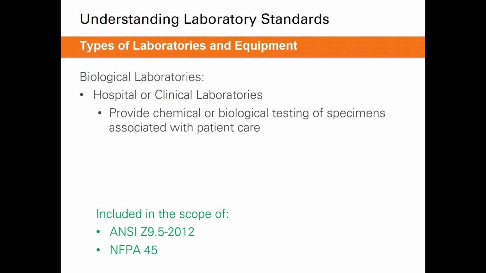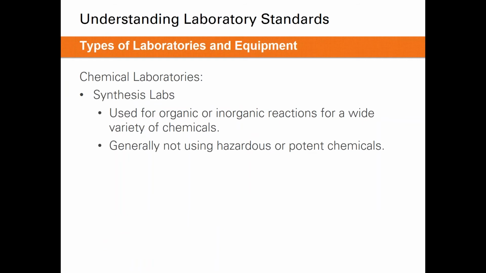So moving on to our next category of room, we'll talk about chemical laboratories, the first of which is a synthesis lab. These are used for organic or inorganic reactions for a wide variety of chemicals, and they're generally not used with hazardous or potent chemicals in large quantities. These would be your general purpose labs. And these ones are included in the scope of ANSI Z9.5 and also NFPA 45.